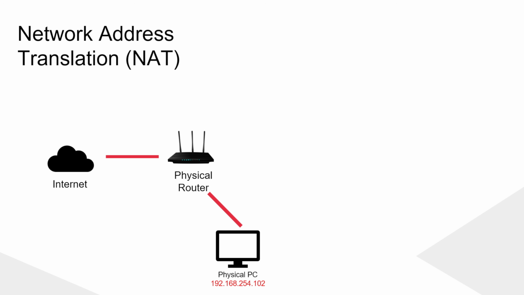The first mode is NAT mode, Network Address Translation mode. This is the default setting in most virtualization platforms like VirtualBox, VMware and Hyper-V. It allows the virtual machine to access the internet while keeping it isolated from other machines on the network. Let us break down how it works and when to use it. For this, we will take an example of a dummy lab setup.